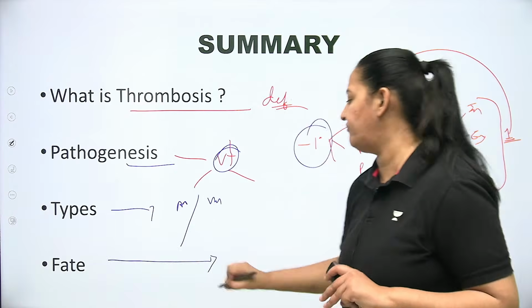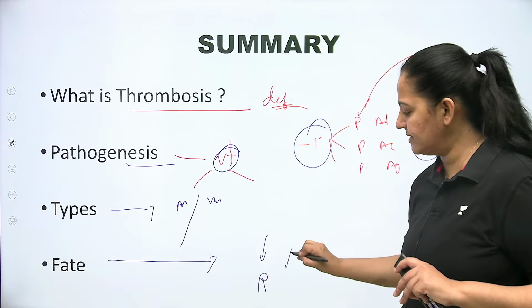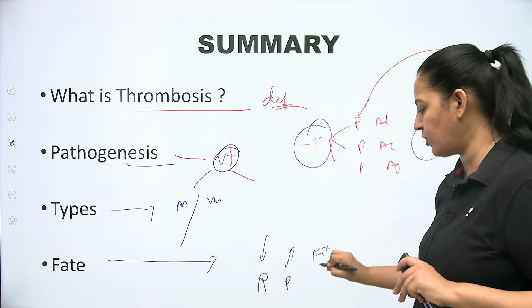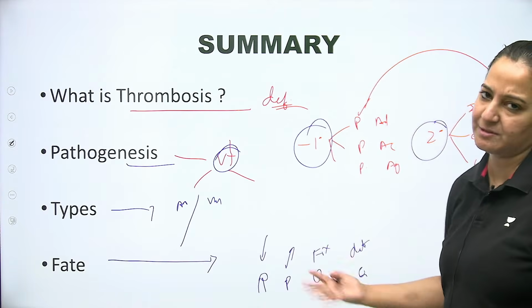In the fate, write down the 4 fates. It decreases in size, that is resolution. It increases in size, that is propagation. It is fixed in size, that is organization. Or it detaches, that is embolism. You explain each of them.